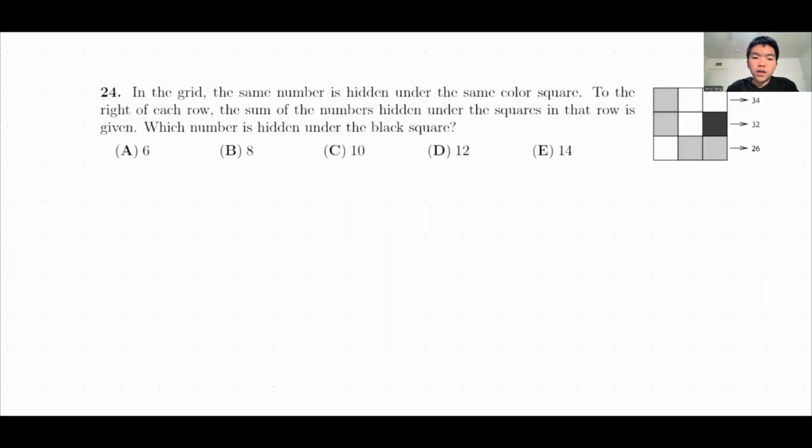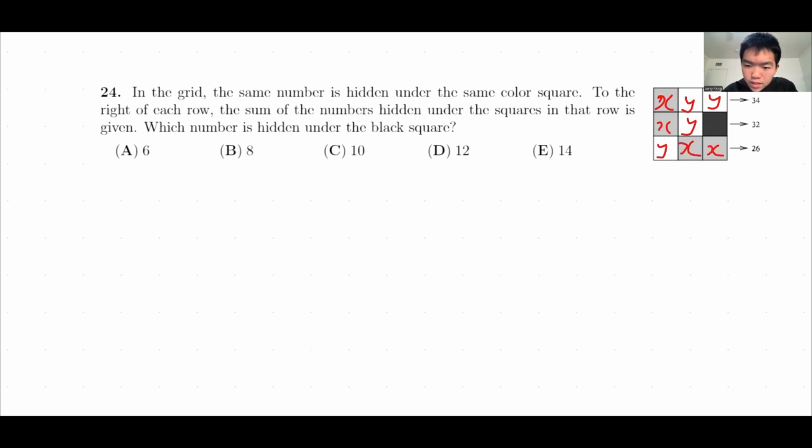All right, final question, question number 24. In the grid, the same number is hidden under the same color square. To the right of each row, the sum of the numbers hidden under the squares in that row is given. Which number is hidden under the black square? So you know what? I'm going to make this a whole lot easier. I'm going to make this X. I'm going to make this Y, Y, Y, Y, X, X, X. This is an X.